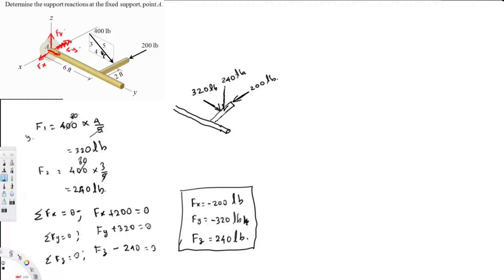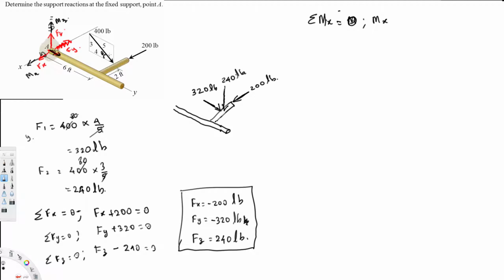Now we have to calculate the moments around these axes. So let's call this Mz. I'm taking counterclockwise as positive for everything. So this is Mx, counterclockwise positive, and Mc counterclockwise positive. So if I do this and create the equation, let's create it for sigma Mx, the moment around x.